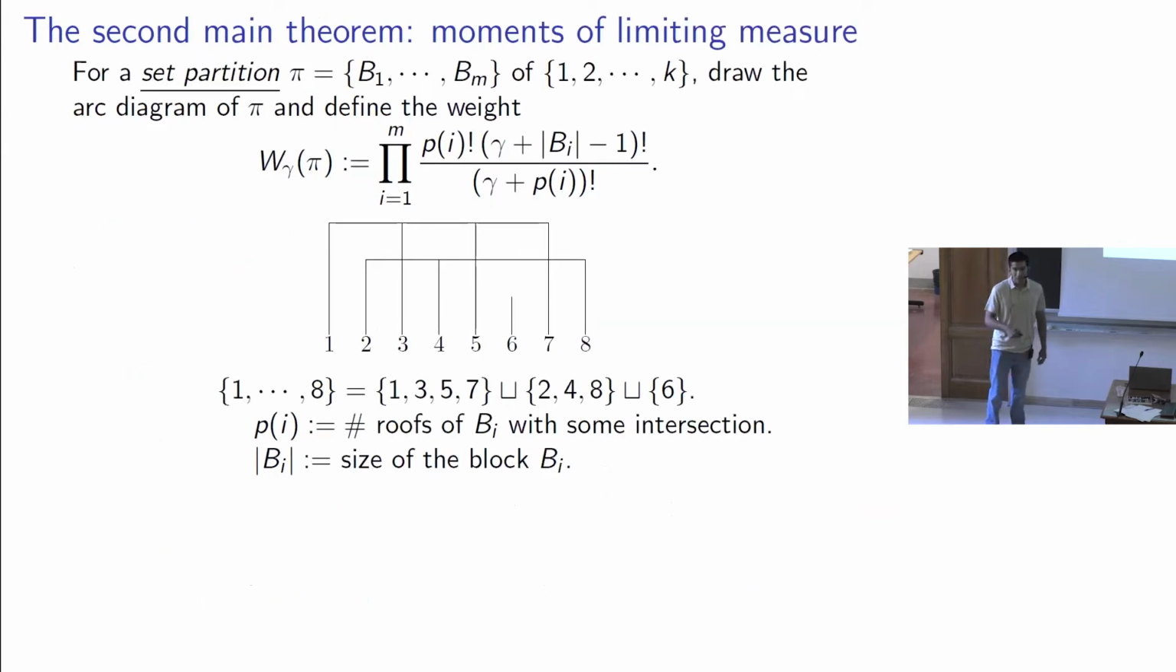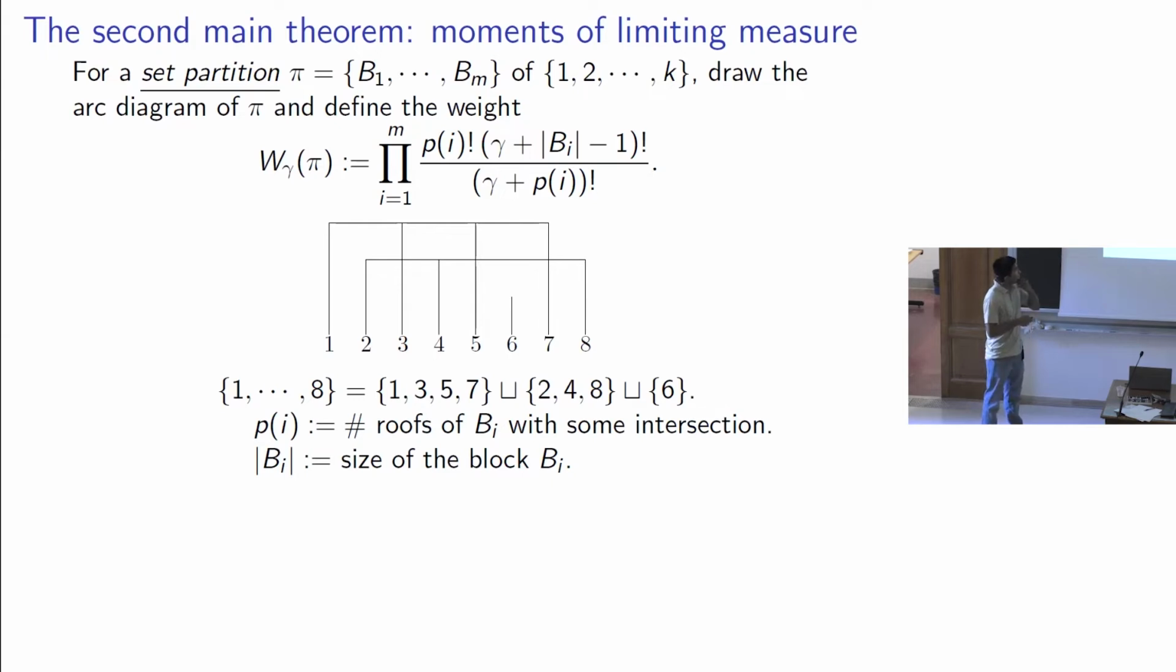Okay, so more combinatorics. Okay, so this is my favorite part. So now I will deal with things that are more general than perfect matchings. So I will have a set with k elements, 1, 2, 3 up to k. K doesn't need to be even in this case. And I will have set partitions rather than perfect matchings. So a set partition is that you just break this set into disjoint blocks. So I'm calling them B1, B2, up to BM, okay? So for example, here you have 1, 3, 5, and 7, then 2, 4, and 8, and 6. 6 is a singleton, right? It only has one element.